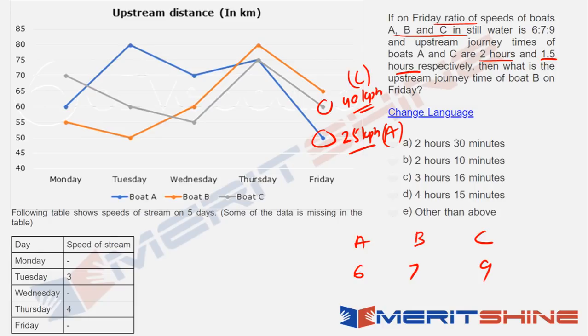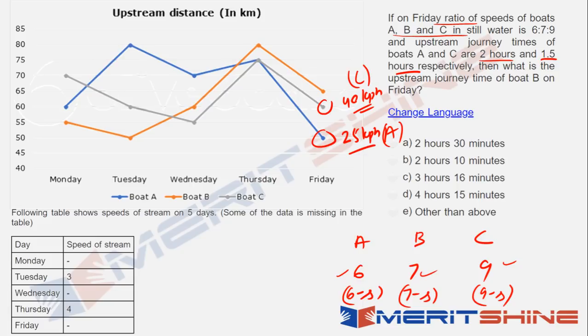So, either you can solve it, or you can just do it by observation. This is the ratio of the speeds of the boats in still water. If the stream speed is S, the upstream speeds would be 6 minus S, 7 minus S, 9 minus S. Whatever is subtracted is subtracted from all three of them. I am just telling you how to do it without even solving it, just by observation.